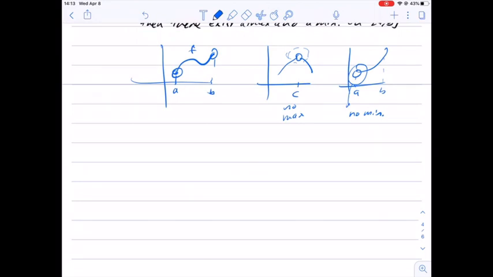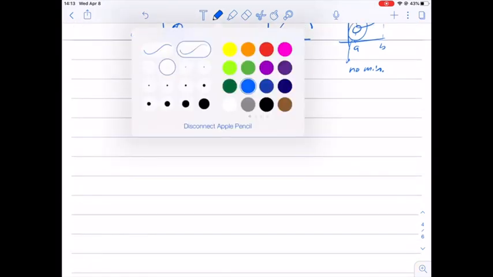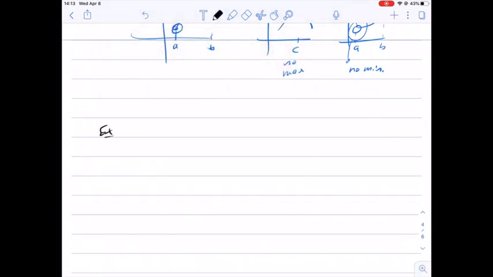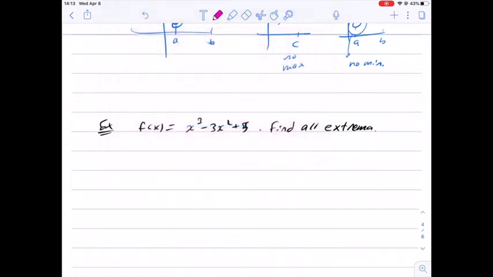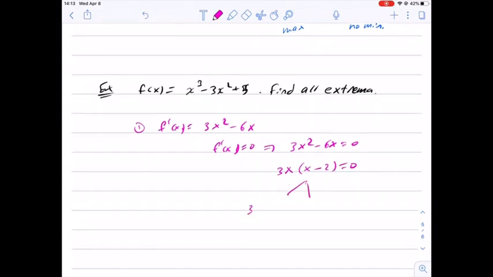Now let's do another example. F of x is x cubed minus 3x squared plus 5. We want to find all extrema. Extrema means extreme values. So in this case we find the derivative. So the derivative is 3x squared minus 6x, and then we set this equal to 0, f prime of x equal to 0, and that means 3x squared minus 6x equal to 0. We take 3x as a common factor. We are left with x minus 2 equal to 0.